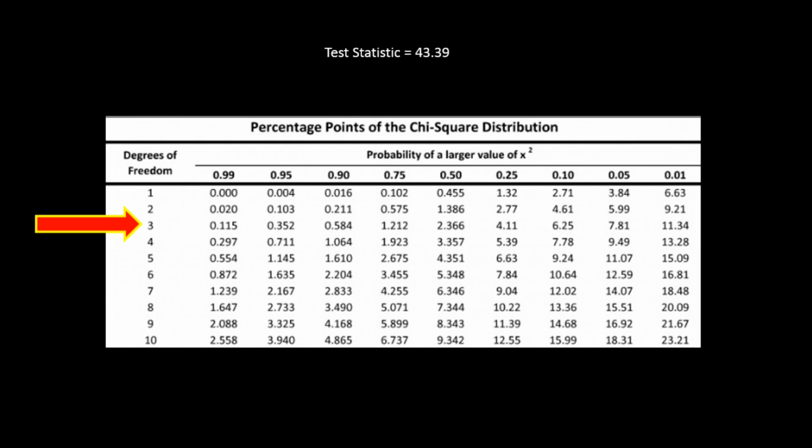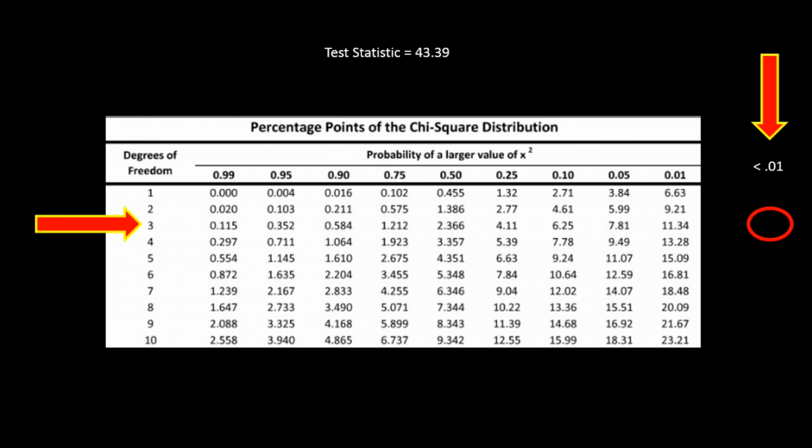Looking on the chi-square table for the test statistic under 3 degrees of freedom, when we look across 3 degrees of freedom, the test statistic of 43.39 would be around here. So the p-value would also have to be somewhere around here, off the chart. And so we can extrapolate that the p-value would be less than 0.01. We don't know exactly what the p-value is, but it is certainly less than 0.01.